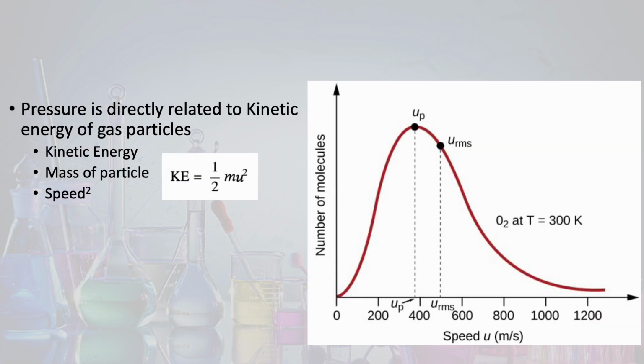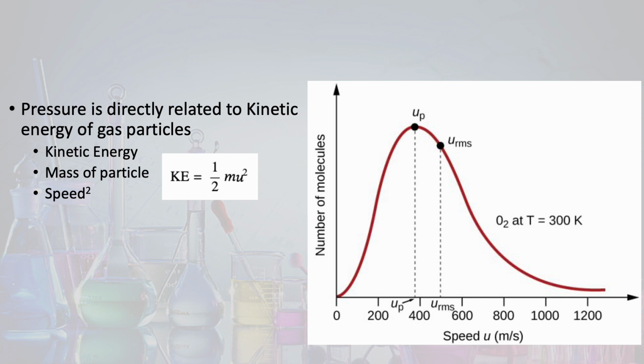So one of the principles, right, of the KMT, and that we've discussed with our common gas laws, is that pressure is directly related to the kinetic energy of gas particles, right? And kinetic energy is defined as half times the mass of a particle times the speed squared. So the mass of a particle we can't change, but we can change their speed by changing things around them. So over here to the right, we have a graph of essentially the distribution of the speed of oxygen particles at a temperature of 300 Kelvin.